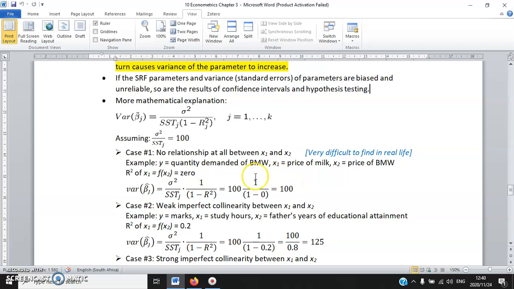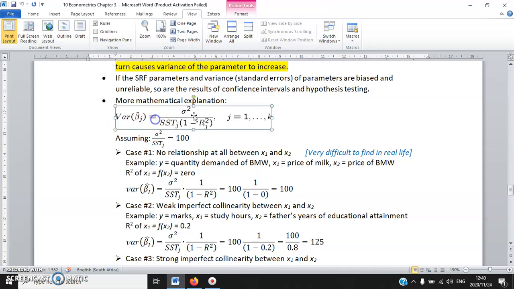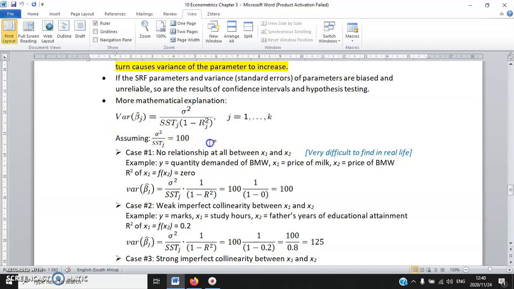Okay, and then I have a mathematical example here to show that the more serious the imperfect collinearity or imperfect multicollinearity is, the more serious the impact on the variance of the parameter. So again, I have to use this equation. To simplify things, I would assume this term, the variance of the error terms divided by SSTj, is equal to 100. And now I want to have 4 cases on the R square from the auxiliary regression.